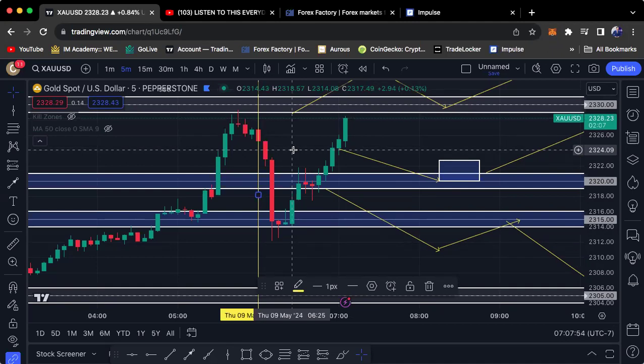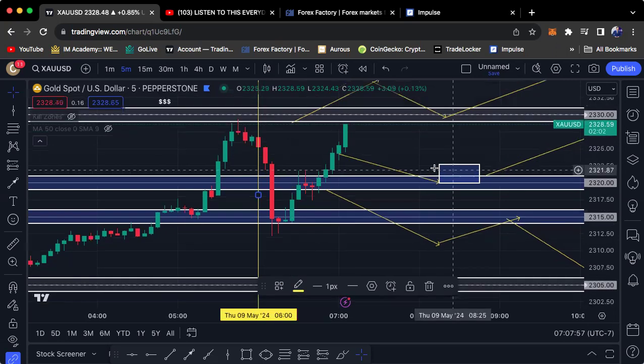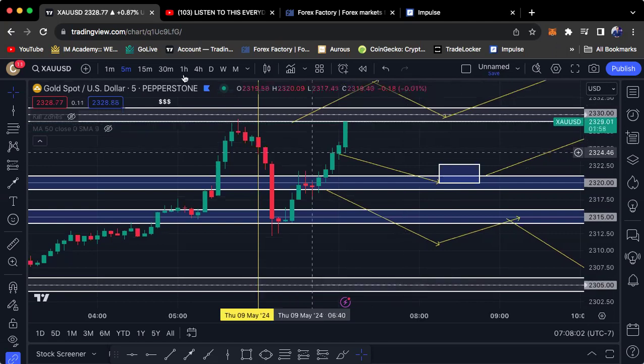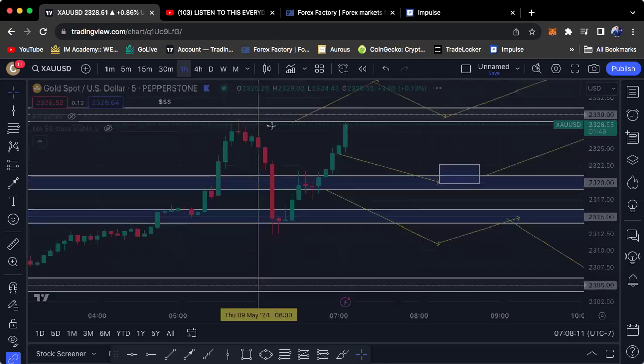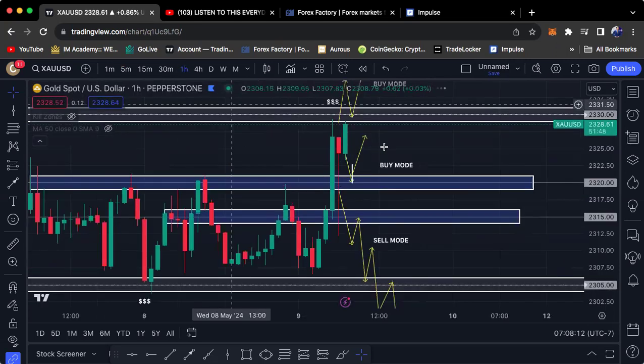I hit my percentage for the week, so I'm good. I hit my percentage. I'm not forcing any trades. All it takes is a couple trades for me to hit my percentage. I'm good. So I'm just gonna wait for the next setup. That's it.